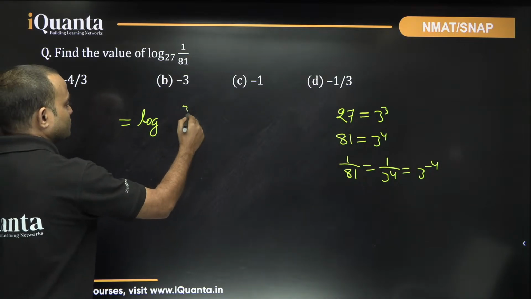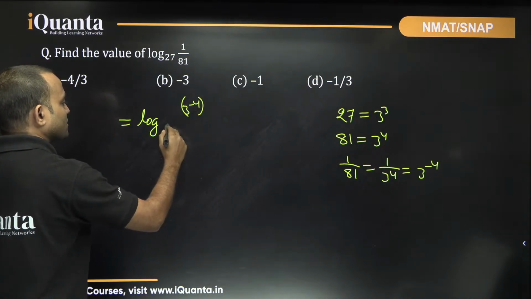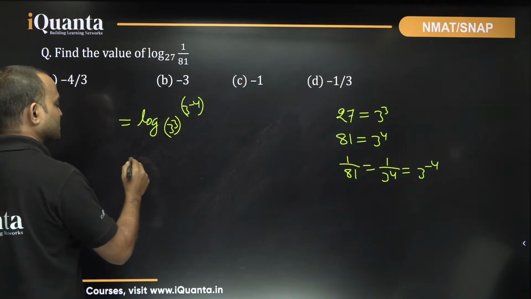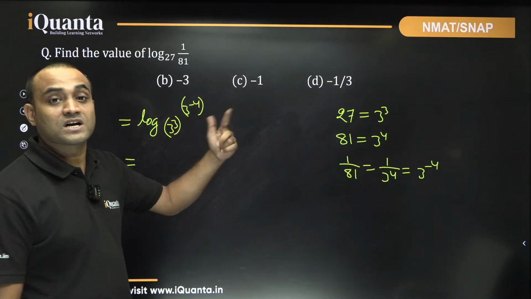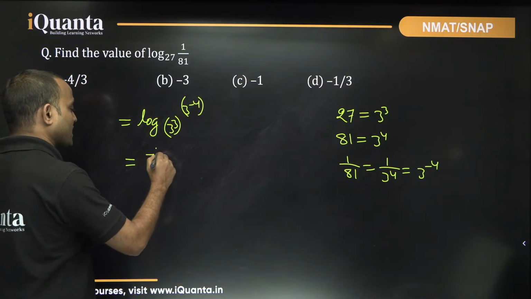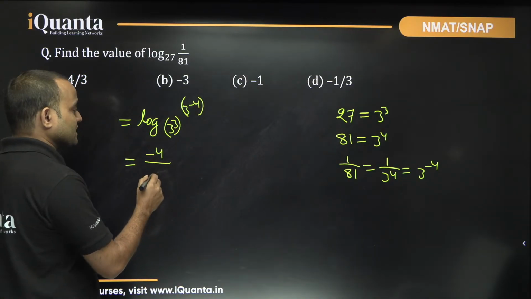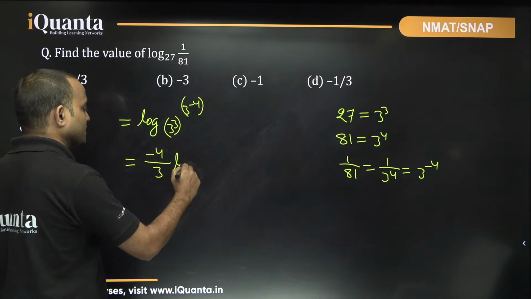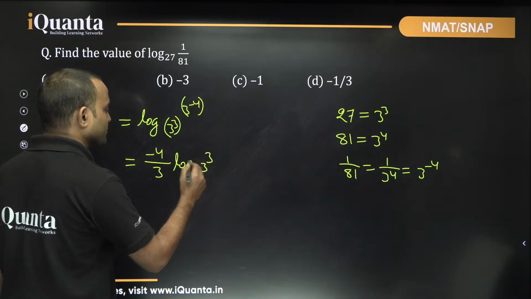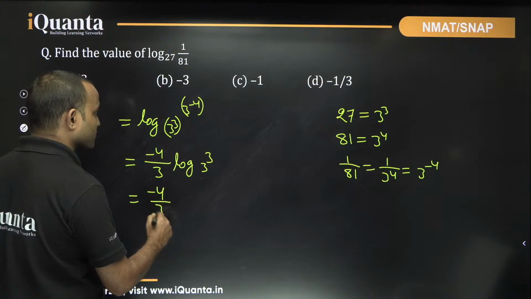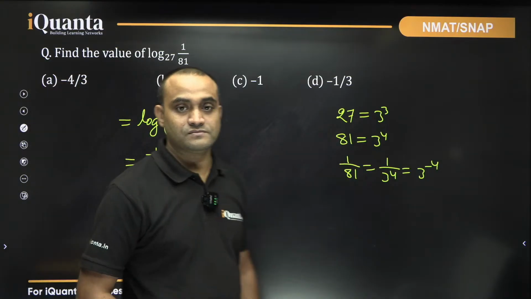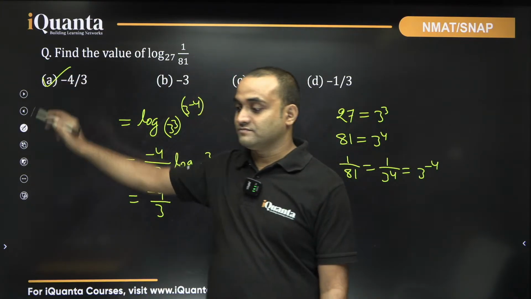So, 3 to the power minus 4 to the base 3 to the power 3. And what do we know? Whatever is in the power of this part will come in the numerator, so minus 4. Whatever is in the power of the base will come in the denominator. So log 3 to the base 3 will be equal to 1. So minus 4 by 3. Our answer is option A.